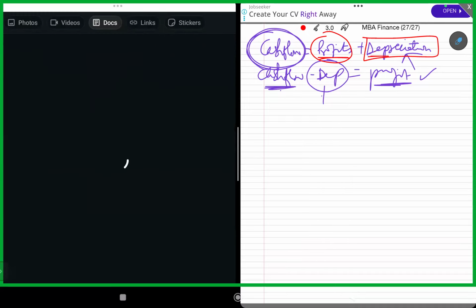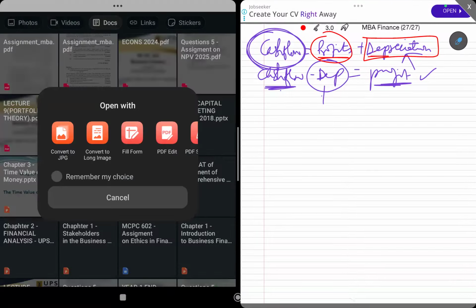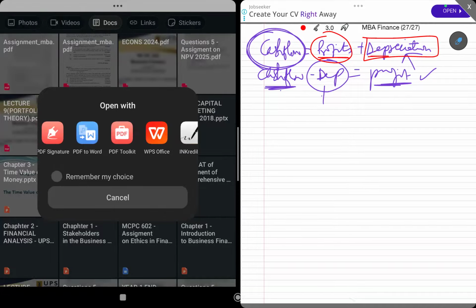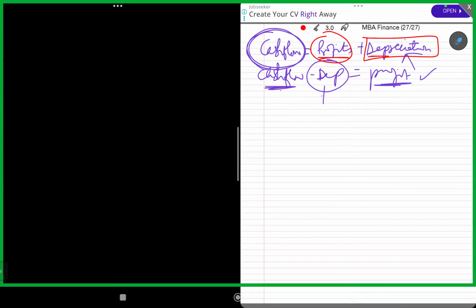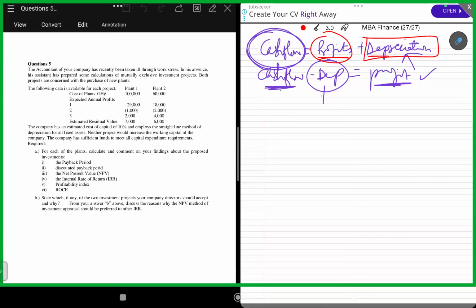And I've told you some of the leads to detecting whether or not a depreciation should be calculated. One, the question would indicate the annual profits. Two, it would also indicate the estimated residual value. The residual value is also known as the scrap value. I could say there was no residual value, but here in this question, there are residual values for plant one and plant two. So those are leads to tell you that you have to compute the depreciation.